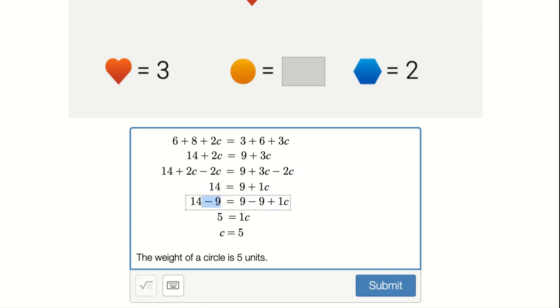Okay, great. So once I combine like terms, 14 minus 9 is 5. And then 9 minus 9 is nothing. That's 0. So I'm left with 1C on the right side of the equation. So I get 5 equals 1C. Okay? That lets me know that C is equal to 5. I could have divided both sides of the equation by 1 to isolate C, but we already know that 1C is just C, so C equals 5. So the weight of a circle is 5 units.